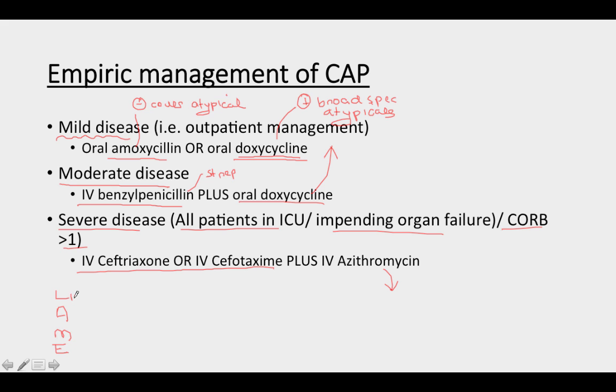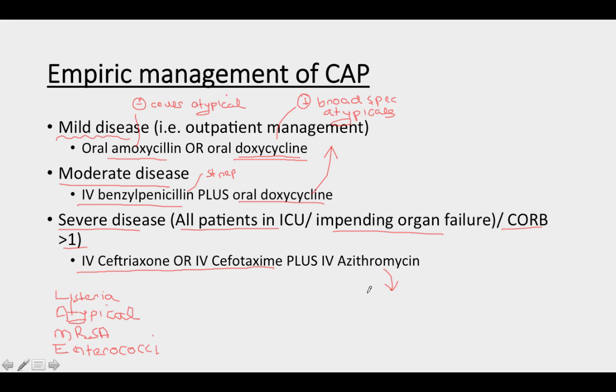So the LAME organisms, again, Listeria, MRSA, Enterococci, and of course the atypical organisms, they don't cover well against.